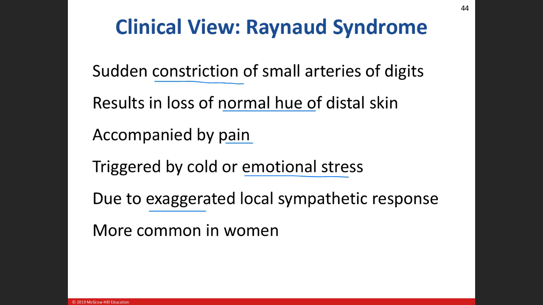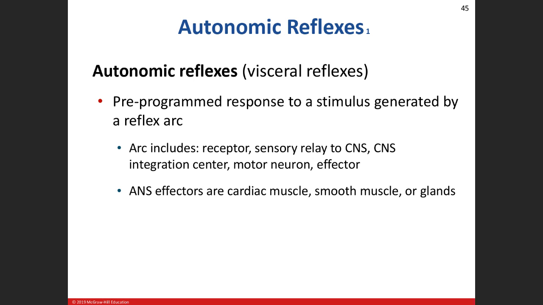Or you can have a lot of emotional stress. Okay, and again, this is one of those conditions that we do see more in women than we do in men. All right, autonomic reflexes, folks.